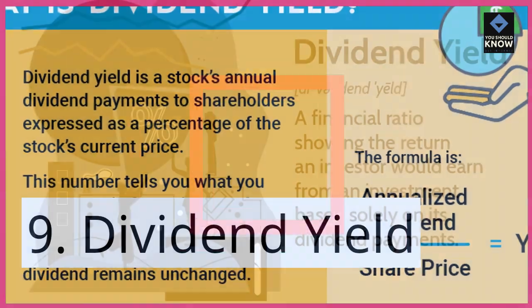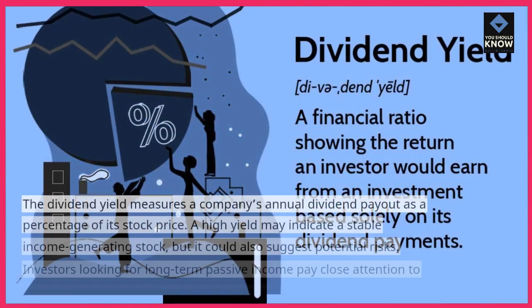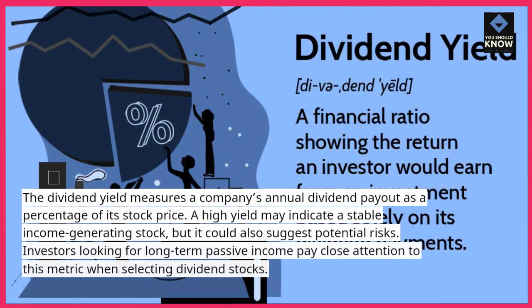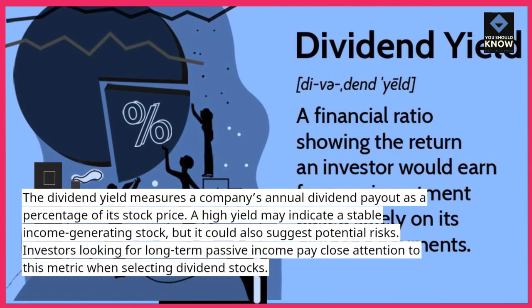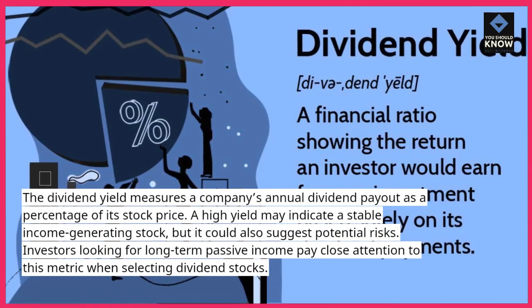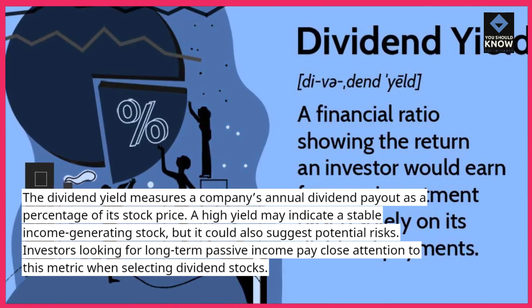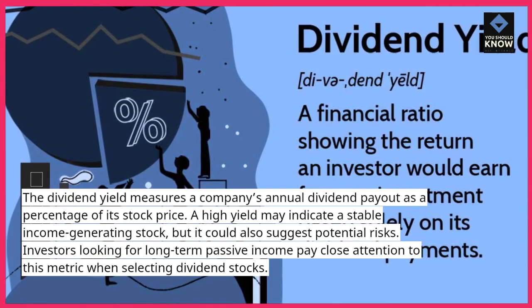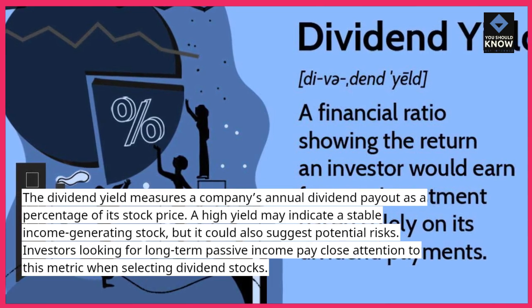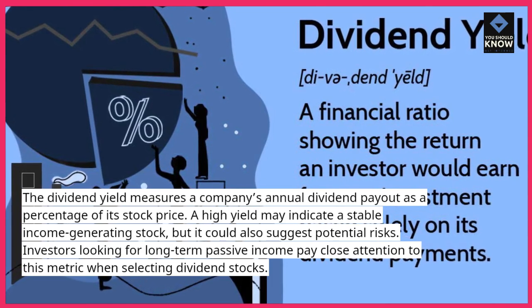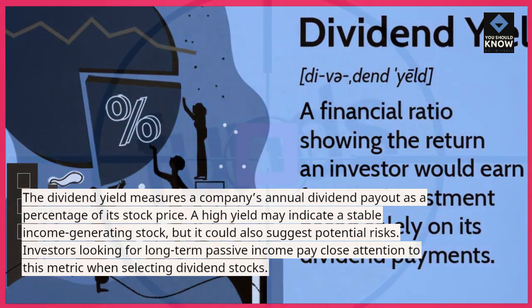9. Dividend yield. The dividend yield measures a company's annual dividend payout as a percentage of its stock price. A high yield may indicate a stable income-generating stock, but it could also suggest potential risks. Investors looking for long-term passive income pay close attention to this metric when selecting dividend stocks.